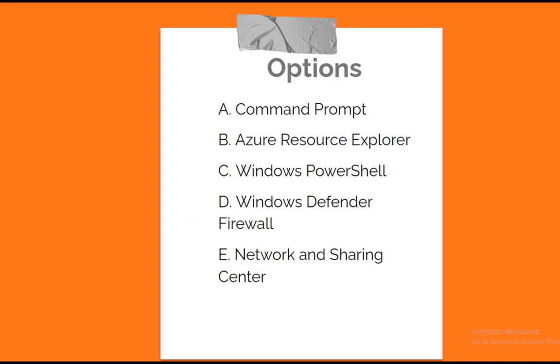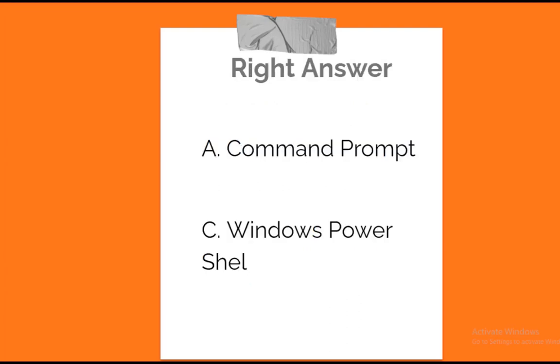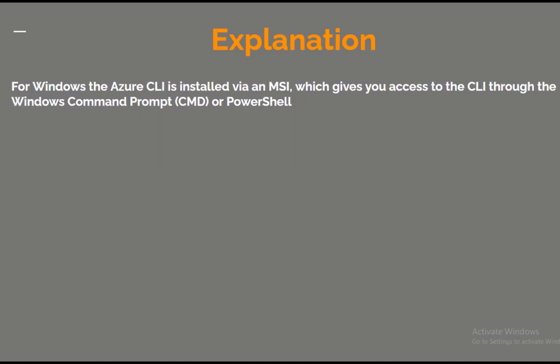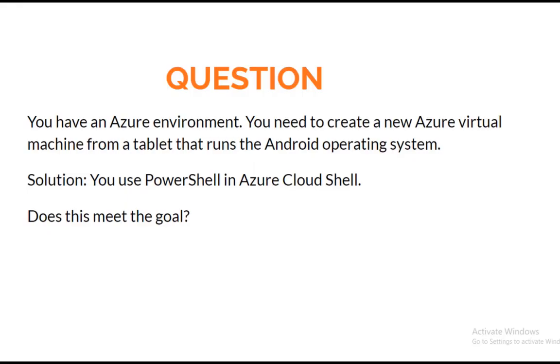Option A, Command Prompt. Option B, Azure Resource Explorer. Option C, Windows PowerShell. Option D, Windows Defender Firewall. Option E, Network and Sharing Center. And the correct answers are Option A, Command Prompt, and Option C, Windows PowerShell. Explanation: For Windows, the Azure CLI is installed via an MSI, which gives you access to the CLI through the Windows Command Prompt or PowerShell.